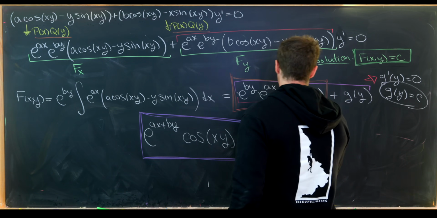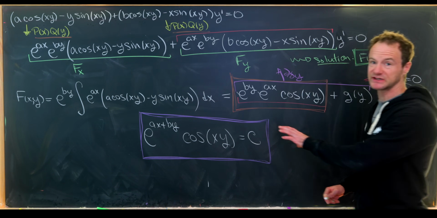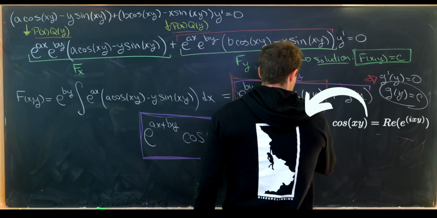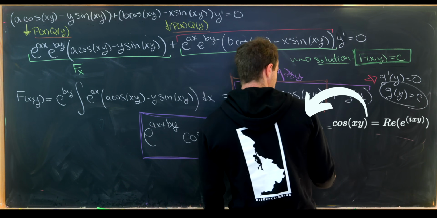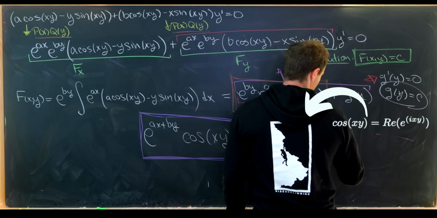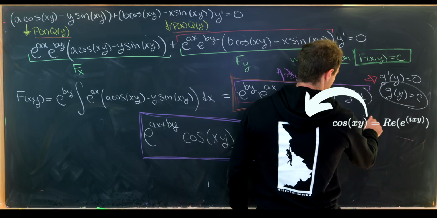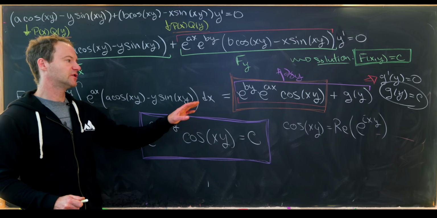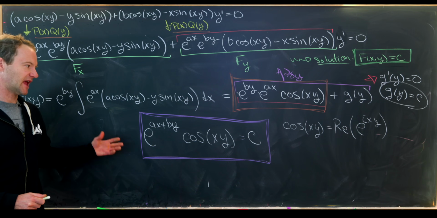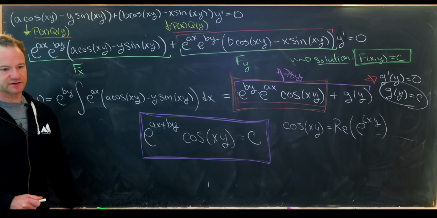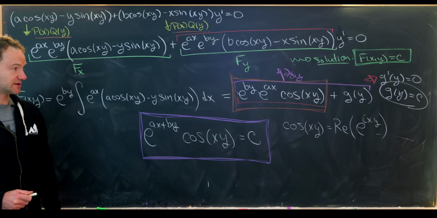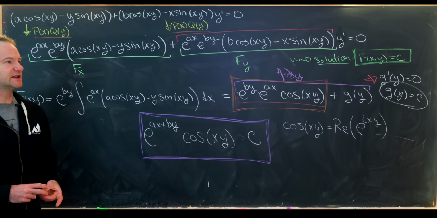If you wanted to solve this explicitly for y, it would be something like this. We would use the fact that cosine of xy equals the real part of e to the ixy. But I don't really think it's super important to do that. Notice we'll get imaginary numbers into this, and I think your explicit solution will look like it involves complex numbers, whereas it really doesn't.